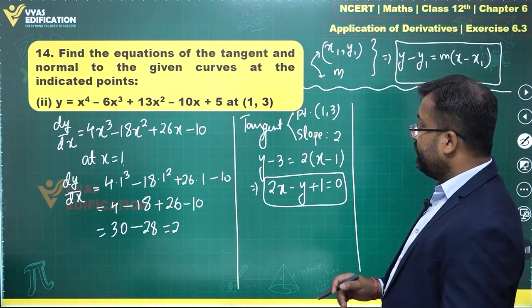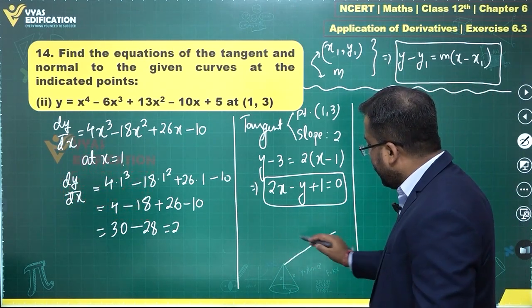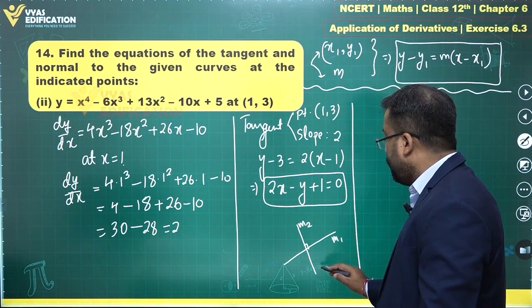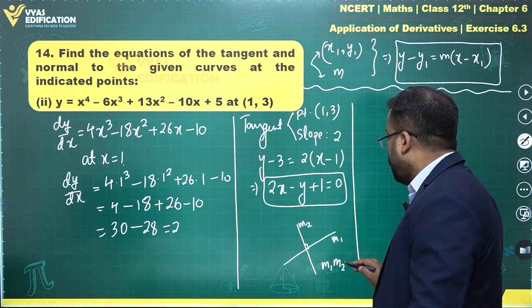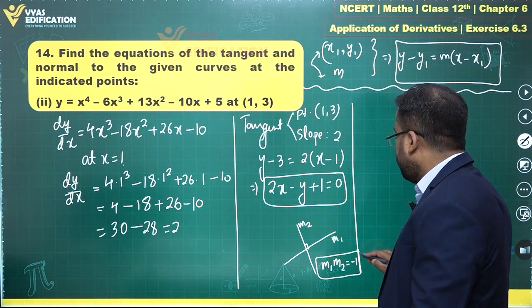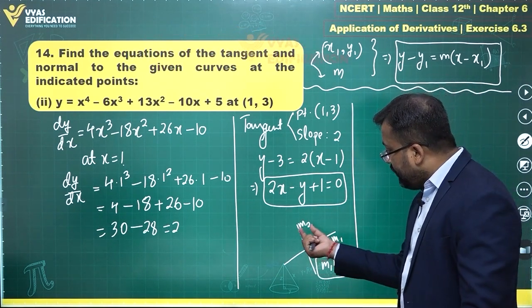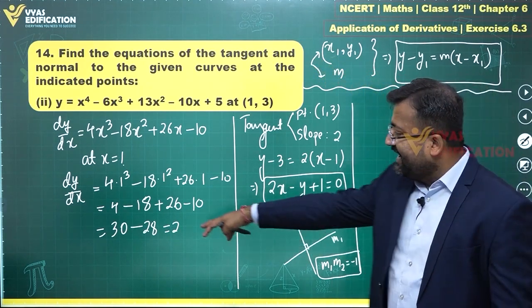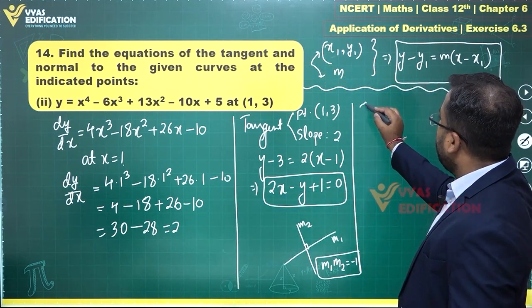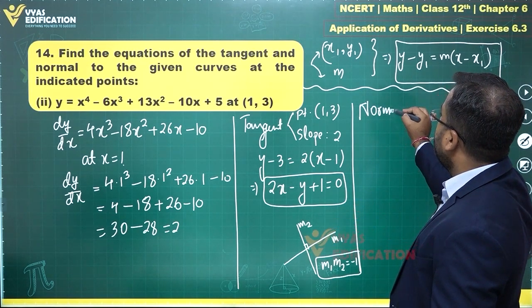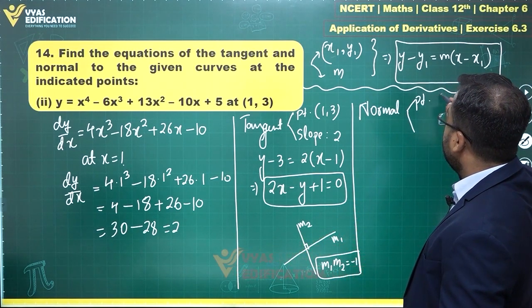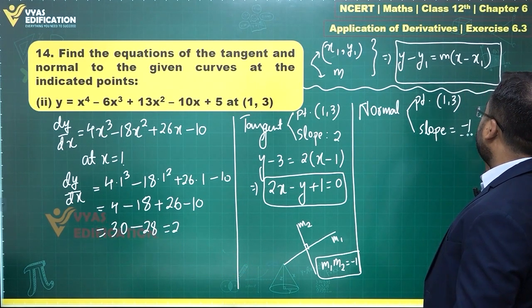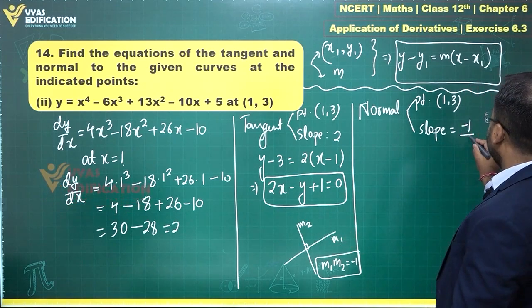What about for normal? For normal, we remember that if two lines are perpendicular, this is slope m1, this is slope m2, then the product of slopes will be equal to -1. That is something that we remember. So the slope of normal will be the negative reciprocal of the slope of tangent. So for normal, what do we have? For normal, the point is same. Point is 1, 3. Slope is equal to -1 upon that dy by dx, which is 2.